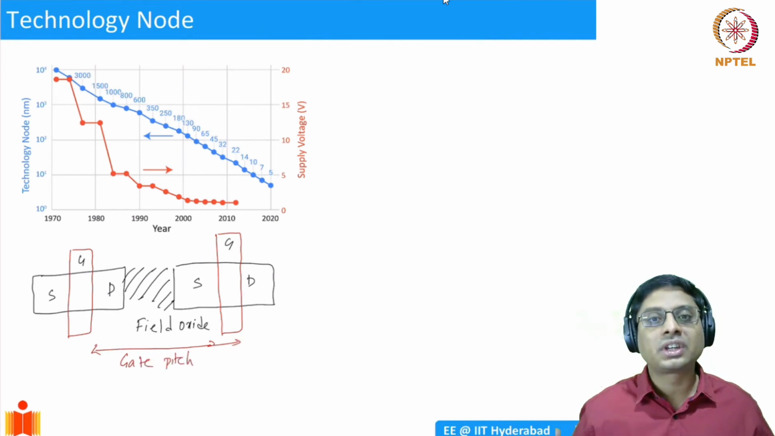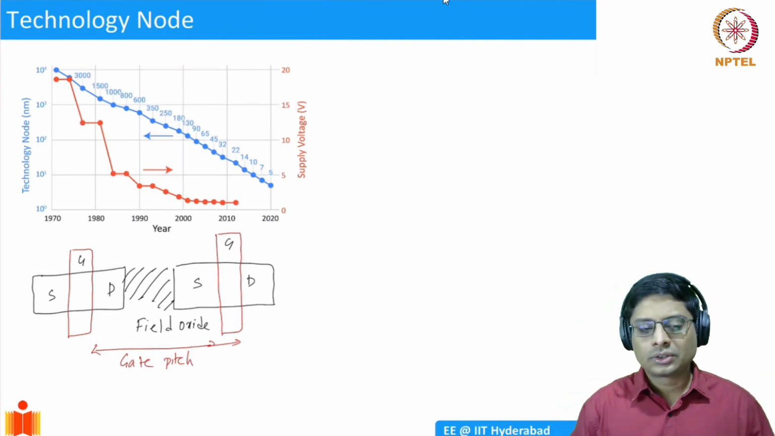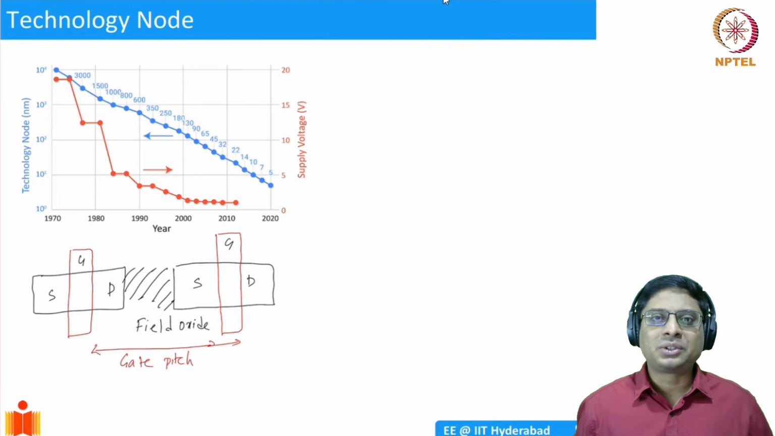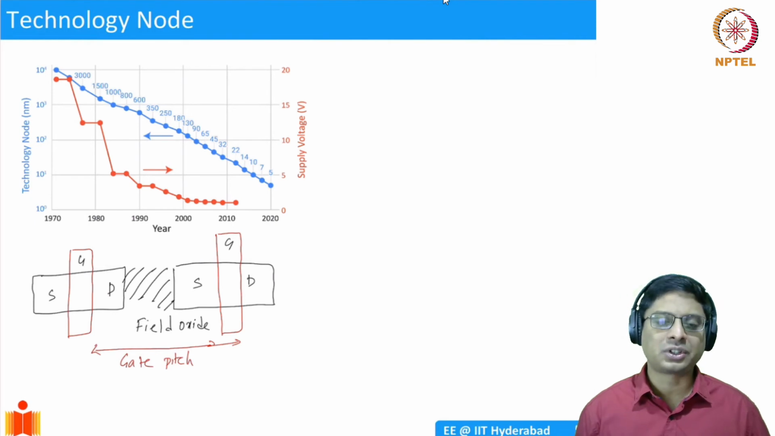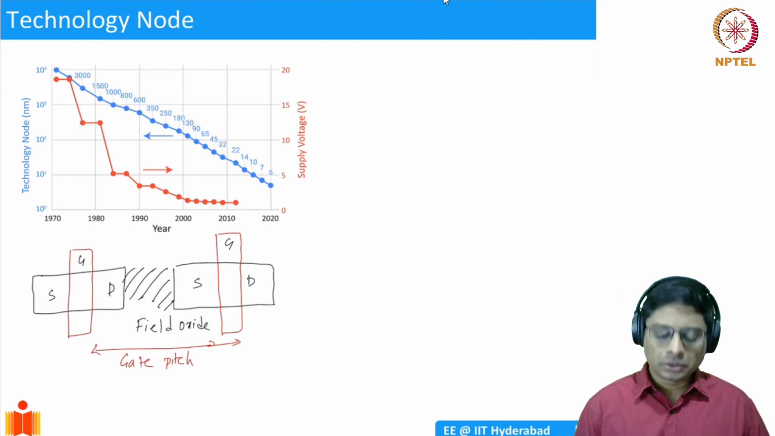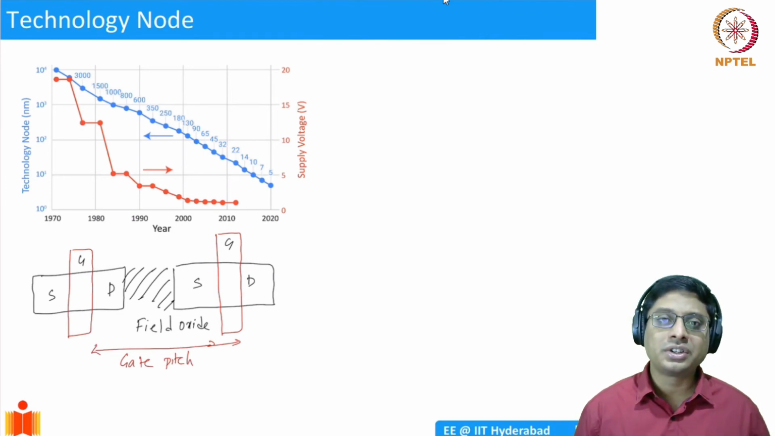Essentially, how close can your transistors be in a particular technology? Okay, so of course we would like them to be 50 nanometers apart or 10 nanometers apart, but that's not going to be possible, especially if you don't have the tools to achieve that sort of precision. Okay, so this is what was called the technology node parameter.